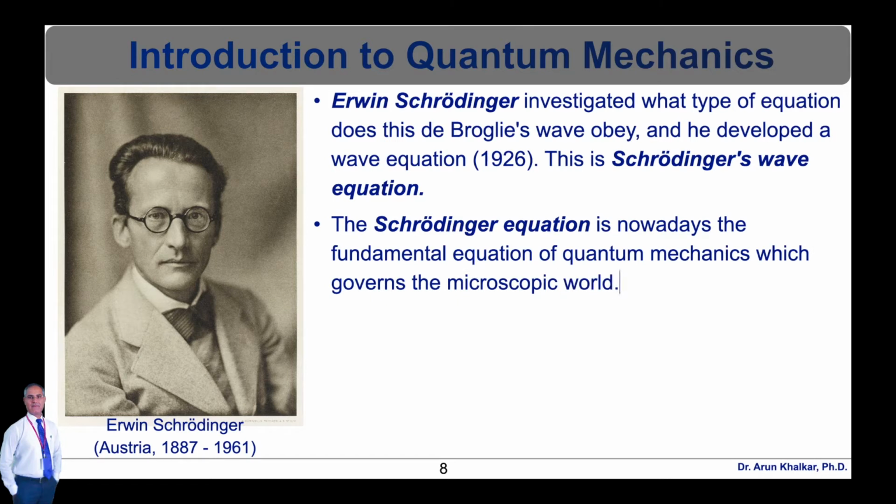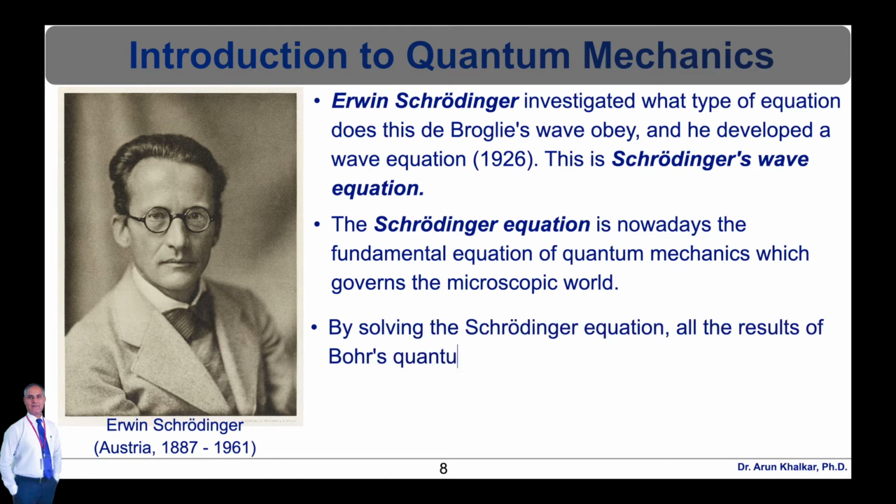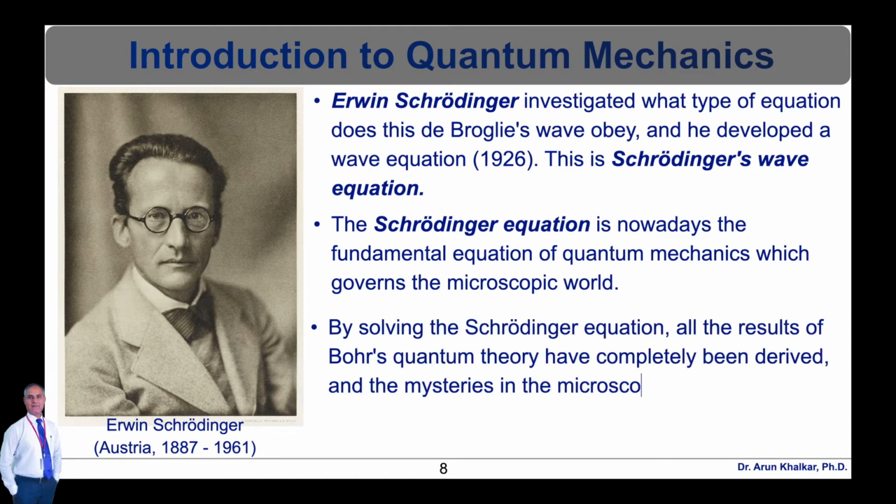Schrödinger's equation is nowadays the fundamental equation of quantum mechanics, which governs the microscopic world. It can be properly compared with Newton's equation of motion, which is the fundamental equation in classical mechanics. By solving Schrödinger's equation, all the results of Bohr's quantum theory have been derived, and the mysteries in the microscopic world have been resolved one after another.